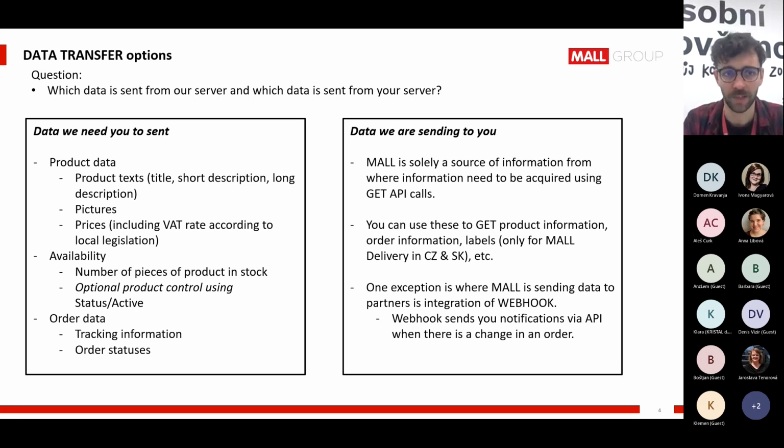There are product data. So firstly, product text, title, short and long descriptions. We also need you to send us pictures, prices, and those are the main product information that we need. If we would expand on that, we also need you to send us the correct category of products based on the chosen connection type and other stuff, but these are the main things that we require you to send.